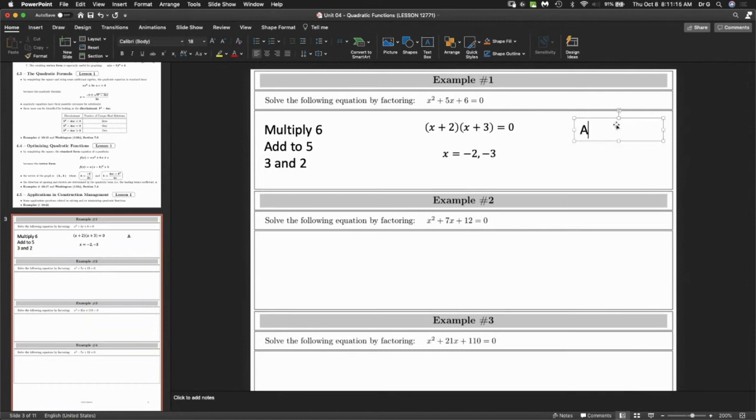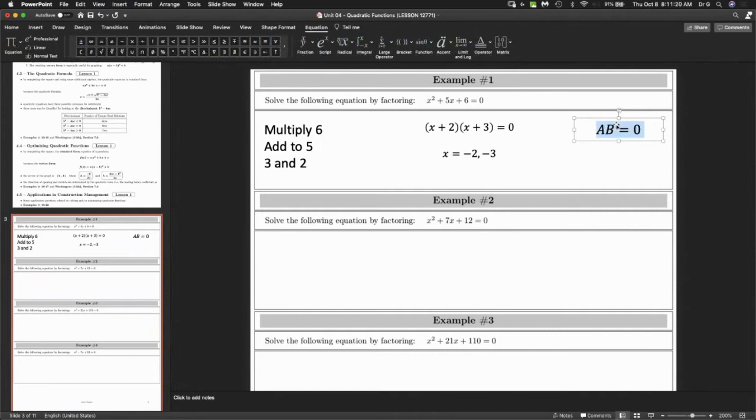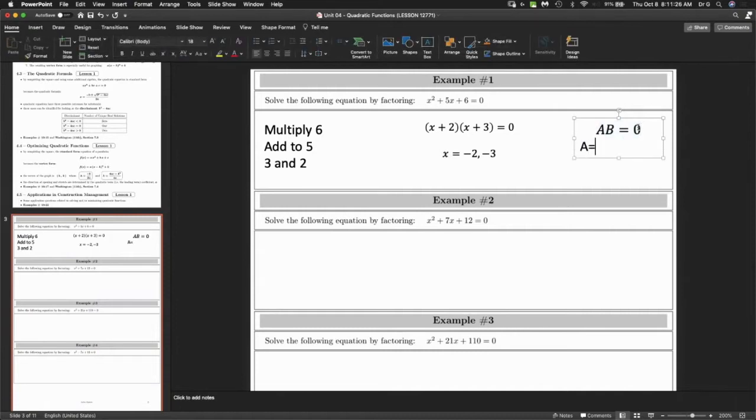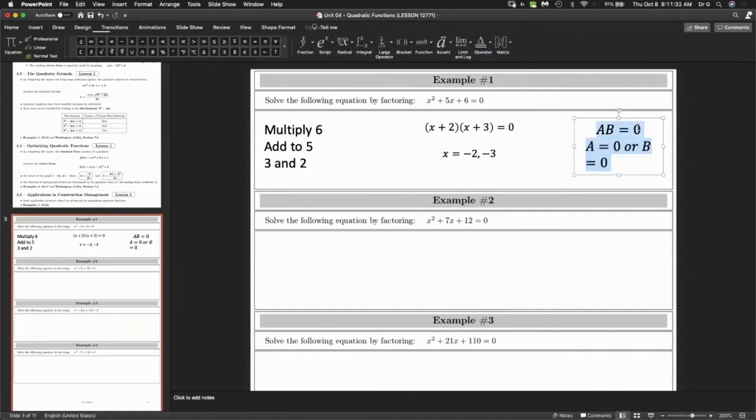If you have A times B equals 0 mathematically, if A and B are different and they multiply to 0, the natural conclusion is that A equals 0 or B equals 0. That's the conclusion that you would draw.